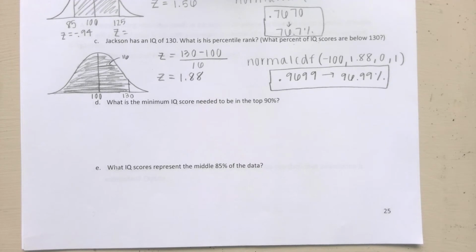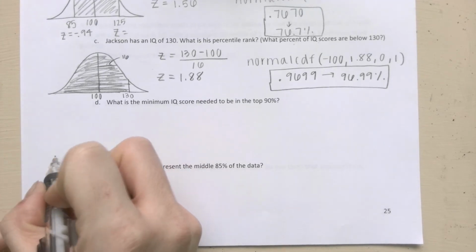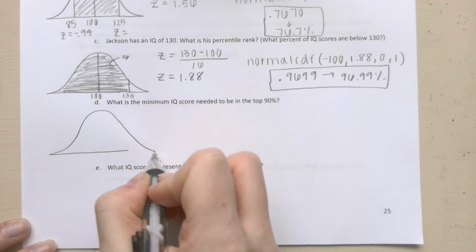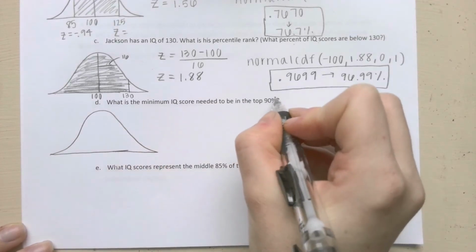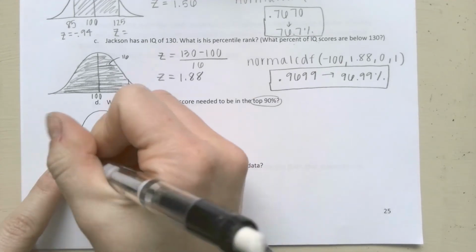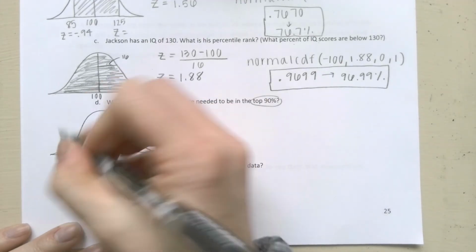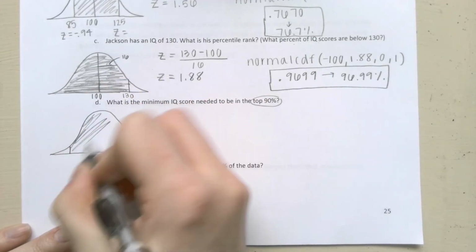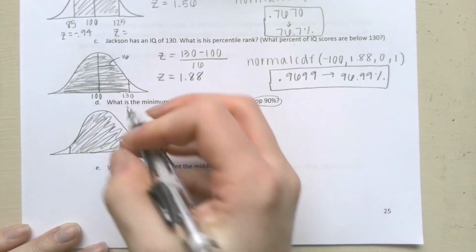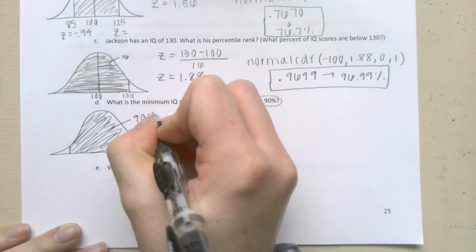Part D says, what is the minimum IQ score needed to be in the top 90%? So this time they are not giving me an IQ score. They're asking me to find the IQ score, but they're asking me if I want to be in the top 90. So top 90% would mean that I'm looking over here. This is 90%.